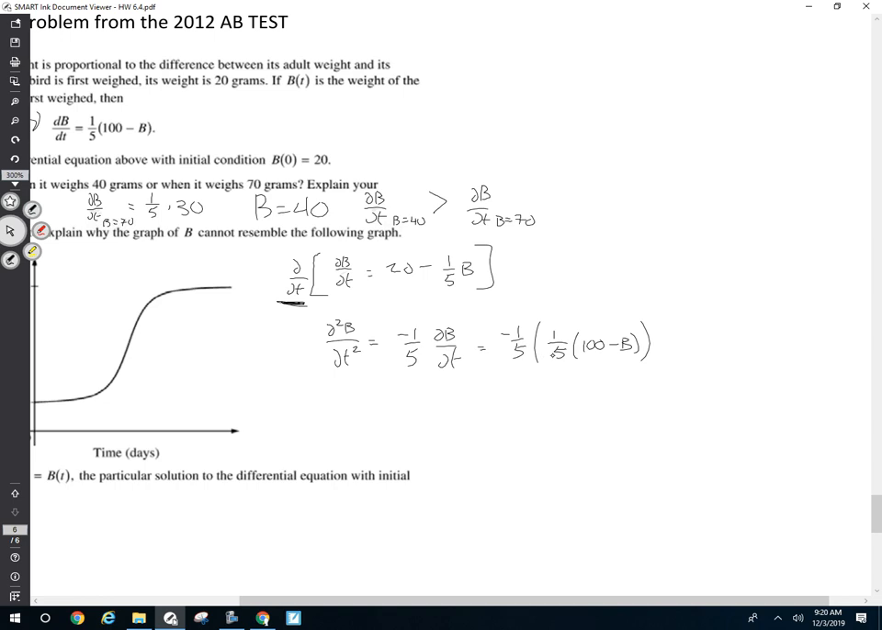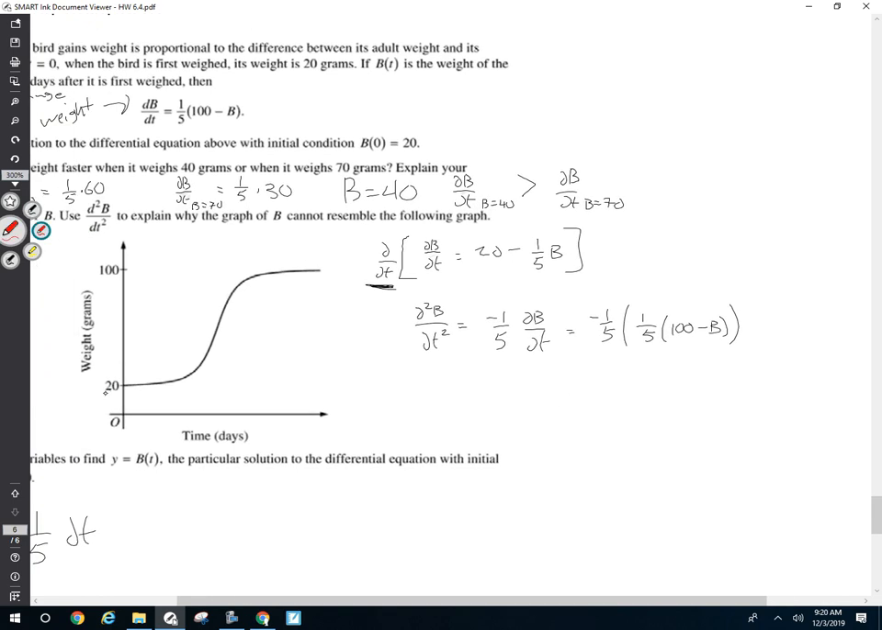Now, knowing the second derivative is this, why can't our graph resemble that? Well, notice that our weights are between 20 and 100. If I plug in anything between 20 and 100, d squared b over dt squared is negative, for b's between 20 and 100. Therefore, b must be concave down everywhere. The graph is not concave down everywhere.